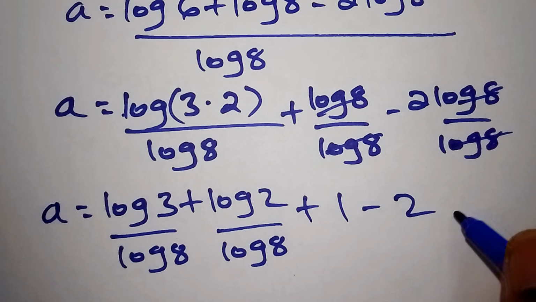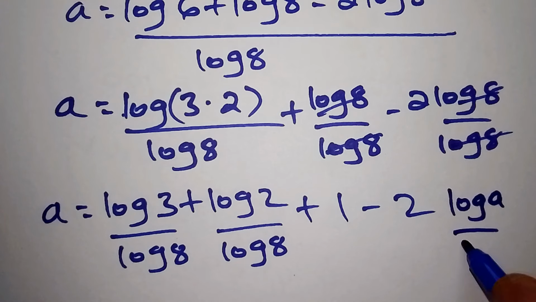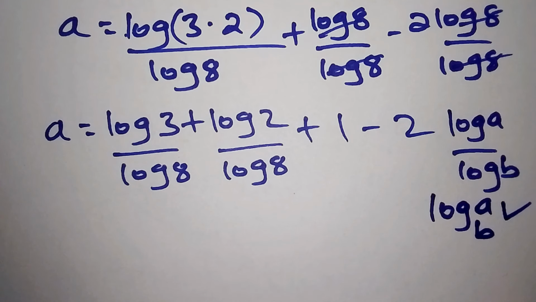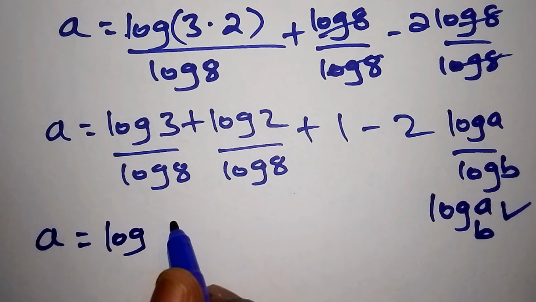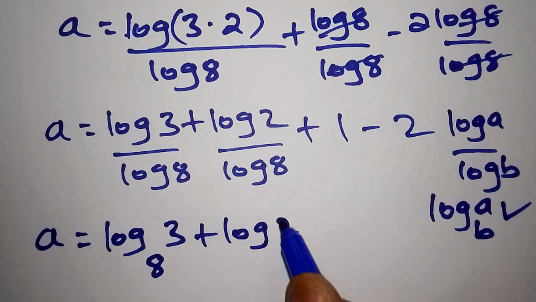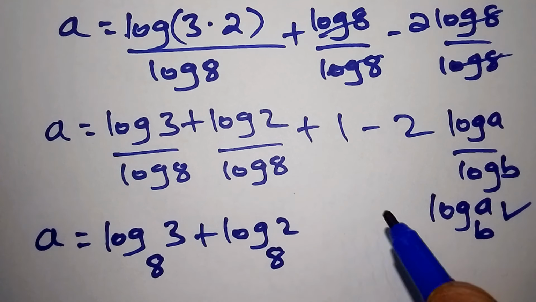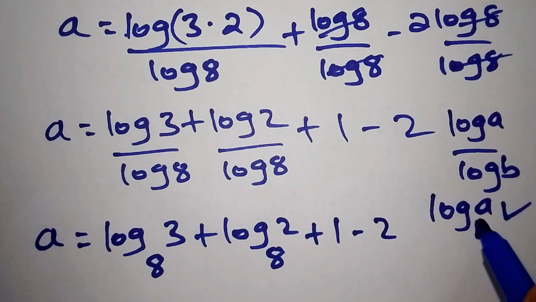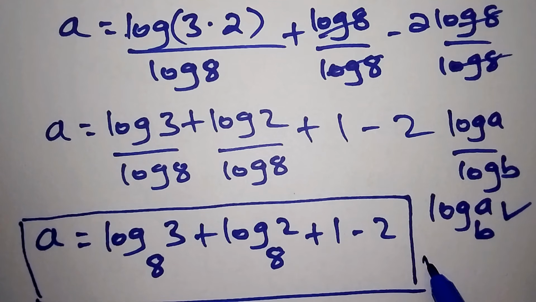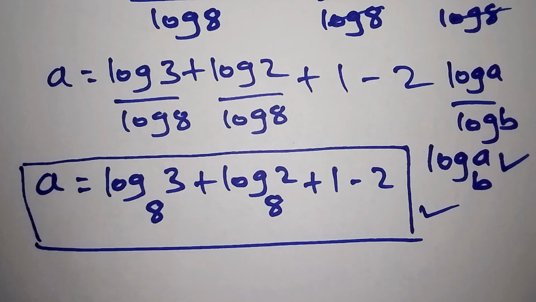Assuming that we are given the log of a over the log of b, according to the law of logarithms, we can write it as log a to the base of b. Since we now understand this, we can write a as the log of 3 to the base of 8, plus the log of 2 to the base of 8, plus 1 minus 2. So in this case we conclude that this is our most correct answer for this maths problem.